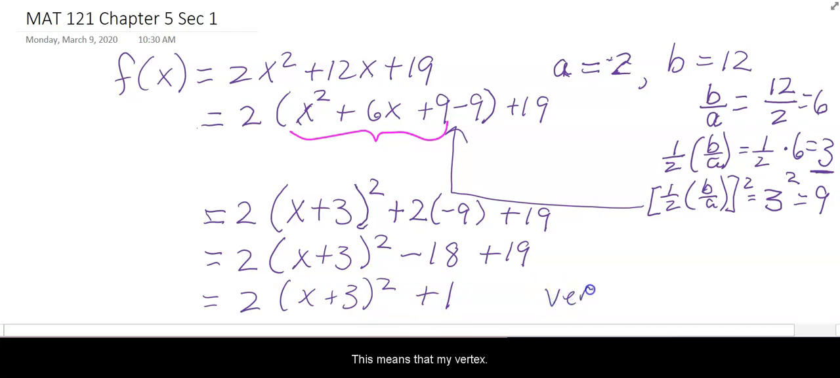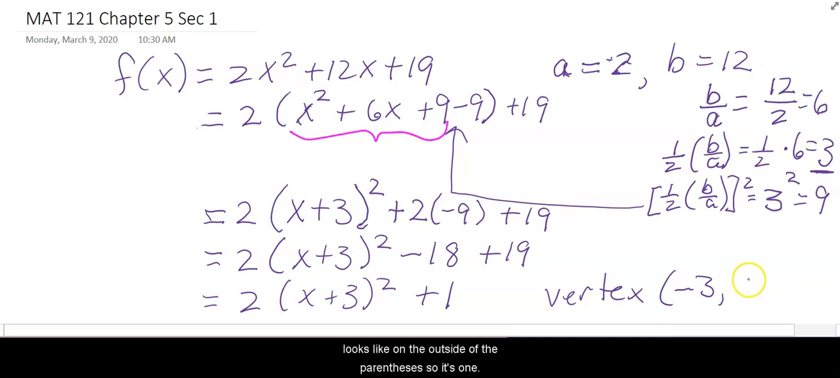This means that my vertex is going to be at the opposite of the number inside the parentheses, so not 3, but -3, and it does what it looks like on the outside of the parentheses, so it's 1. In other words, it moved left 3 and up 1.